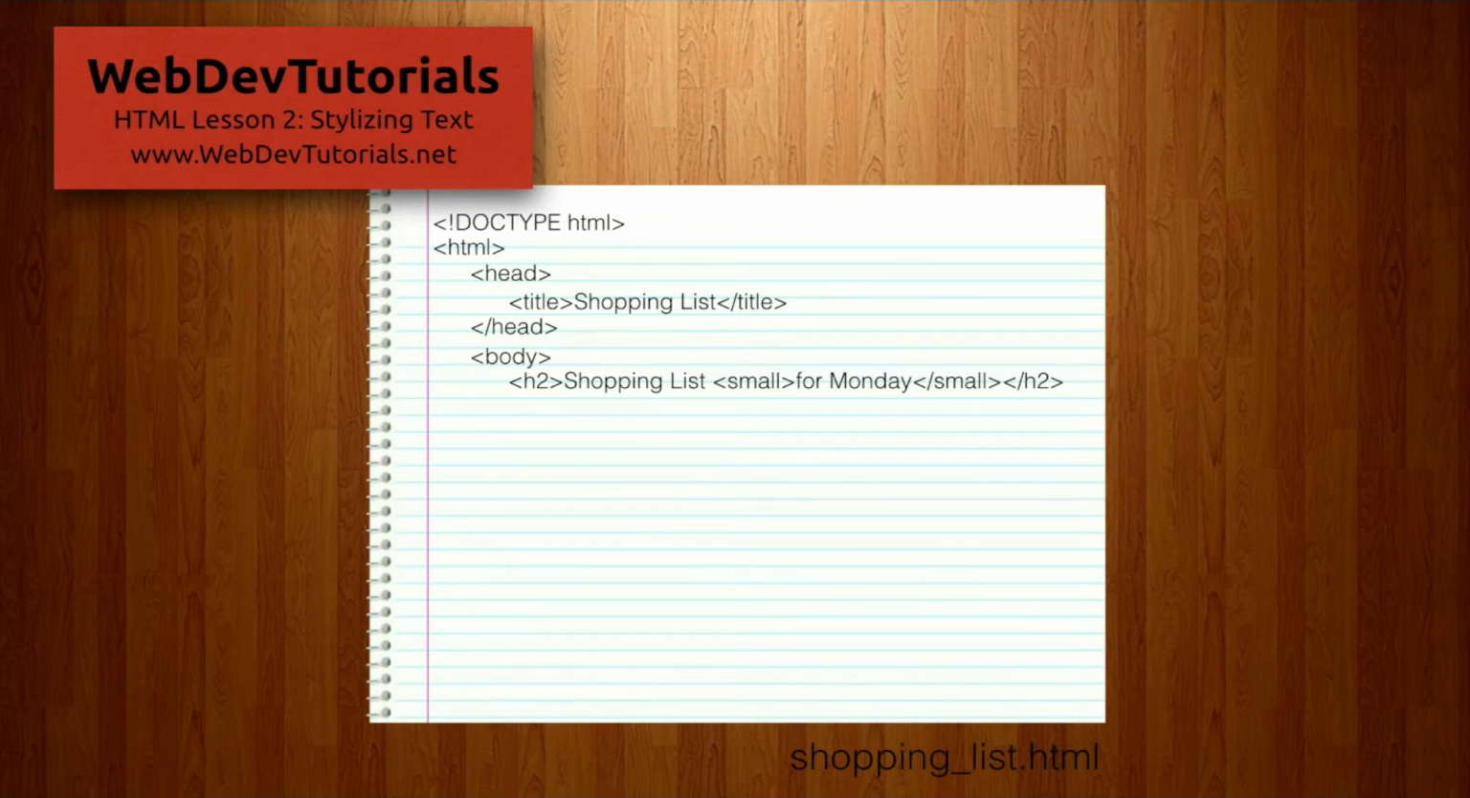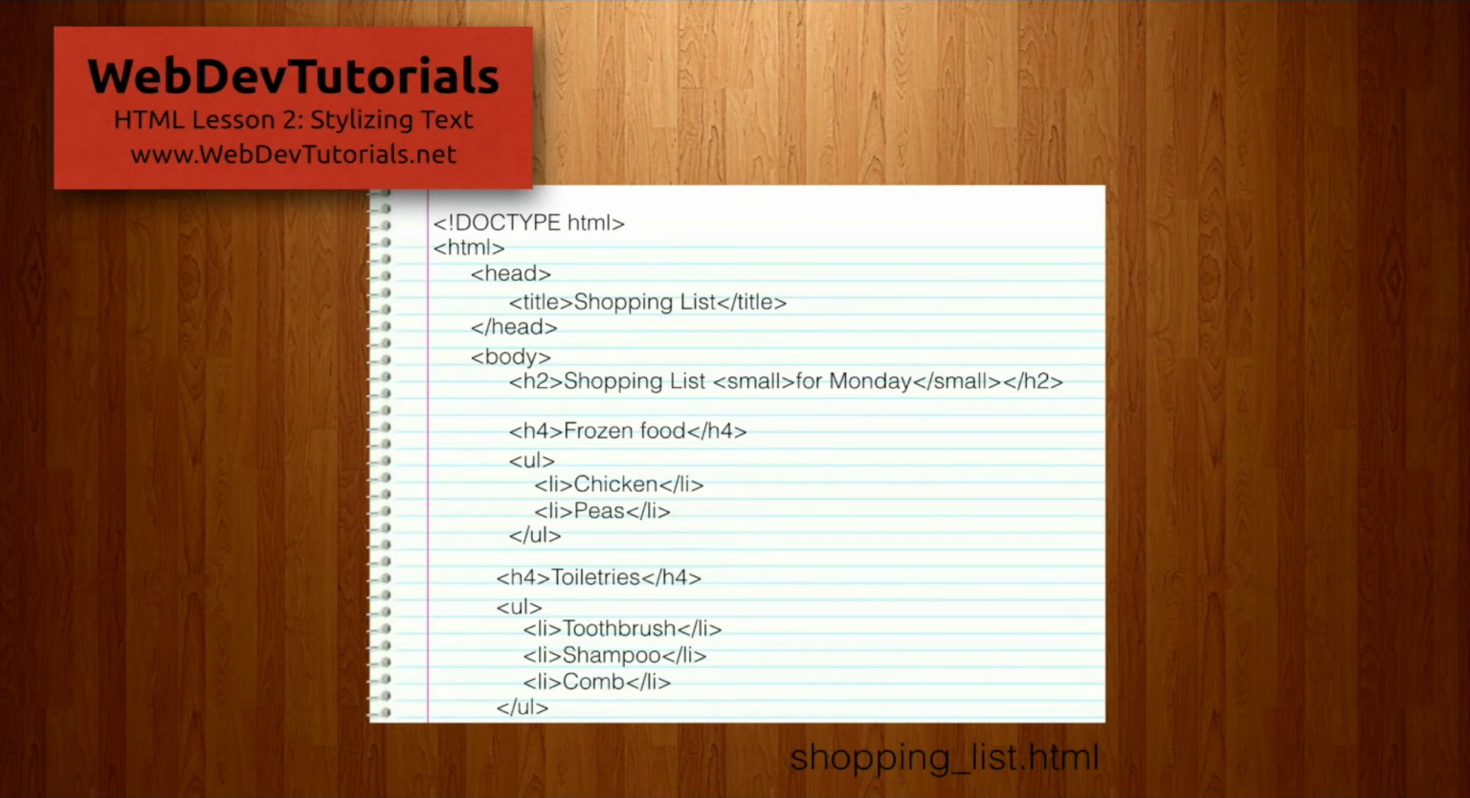Then we'll want to have the actual shopping list. One grouping of items is frozen food. Let's put a subheading that says this with an H4 tag. And because the order doesn't matter, we'll use an unordered list. Inside the unordered list, we'll include a couple of foods that we need to pick up. I'm going to do the same thing for toiletries, a heading and a couple of things to get.